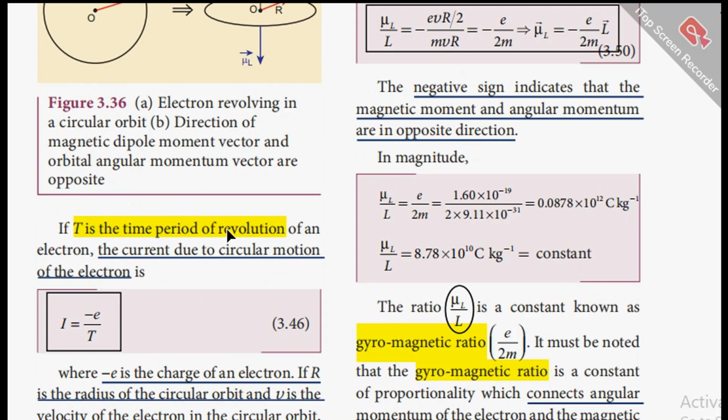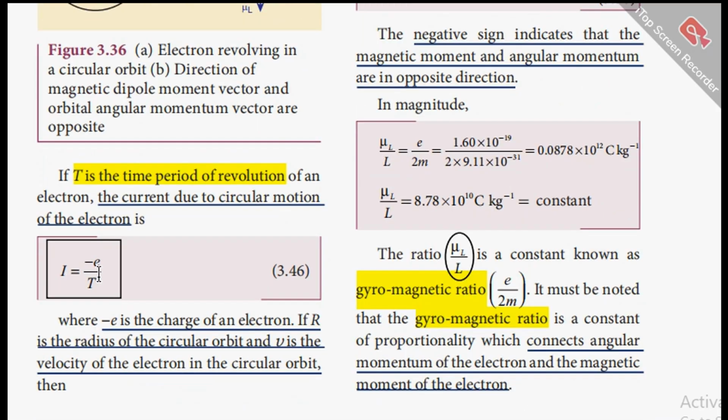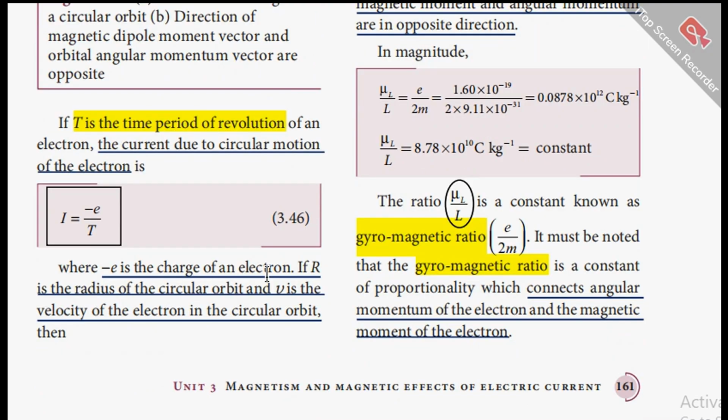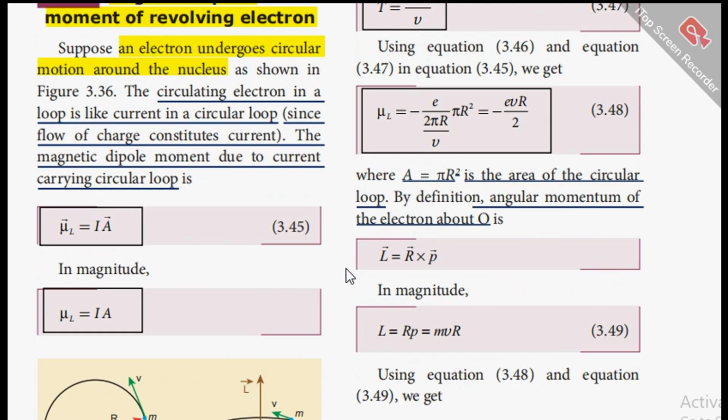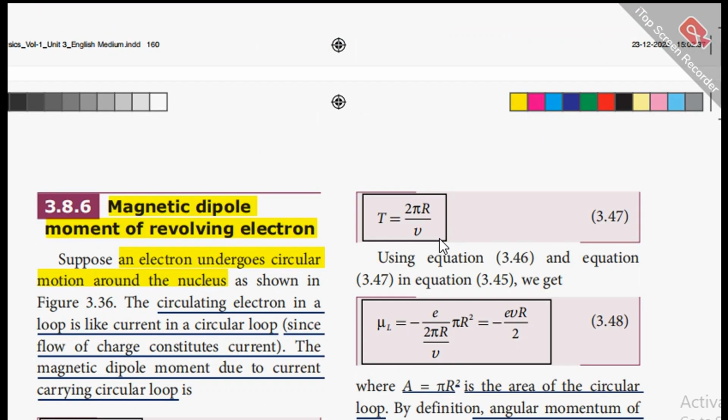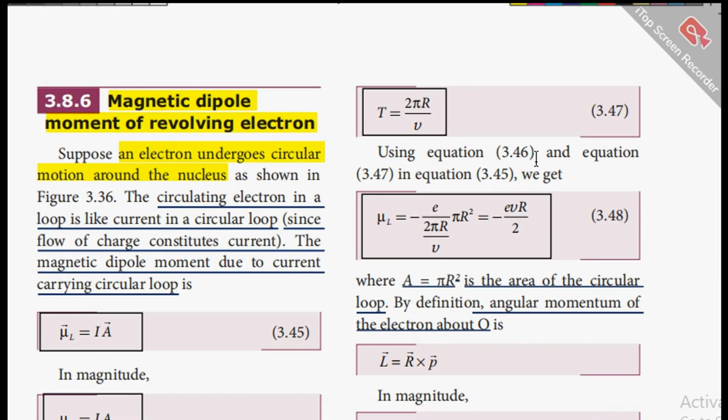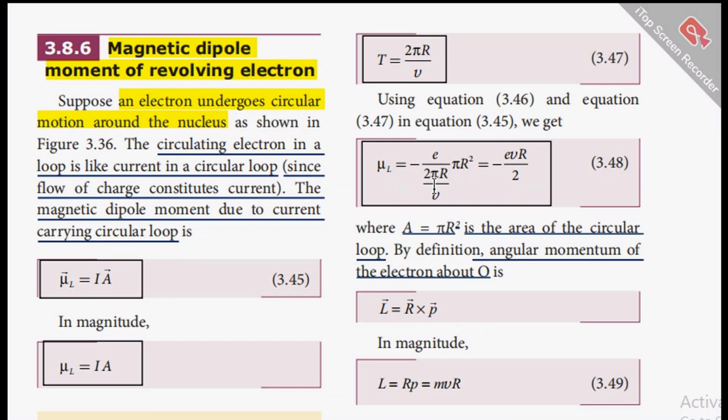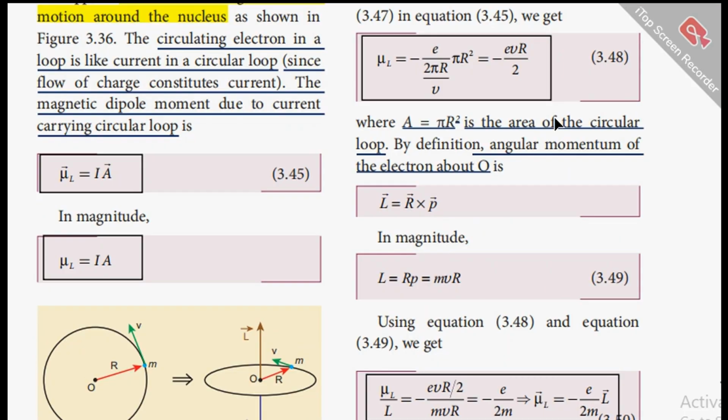If the time period of revolution of the electron is T, then the current due to circular motion of the electron is given by I equal to minus e by T, where minus e is the charge of an electron. If r is the radius of the circular orbit and v is the velocity of the electron in the circular orbit, then we have T equal to 2 pi r by v. From equations 3.46 and 3.47, we get mu L equal to minus e v r by 2, where A equal to pi r square is the area of the circular loop.